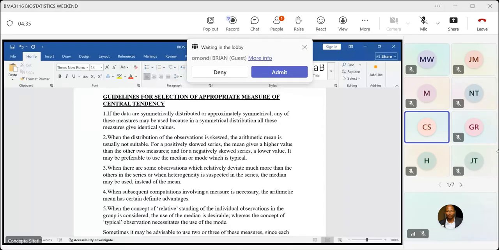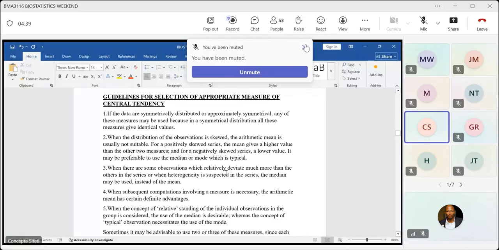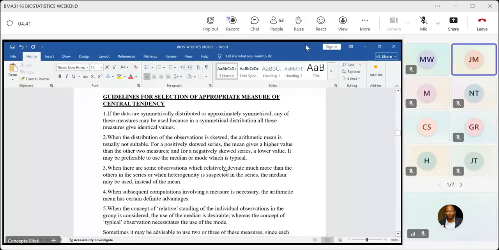Can you see my screen? Yes, we can. Yeah, that is a summary of what we did last time.